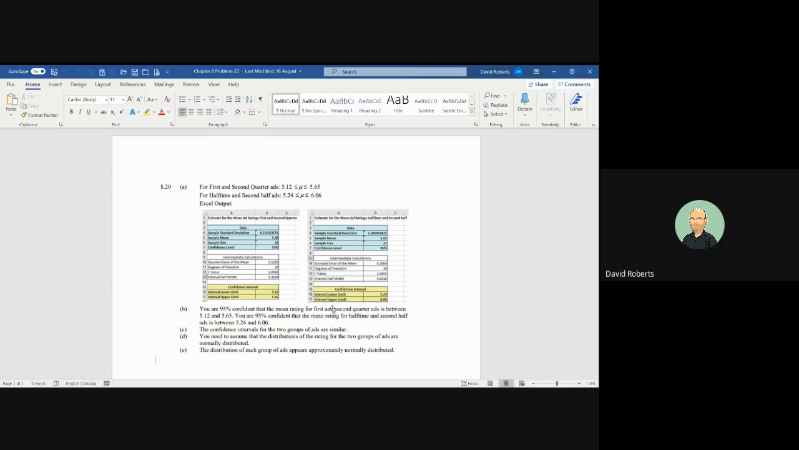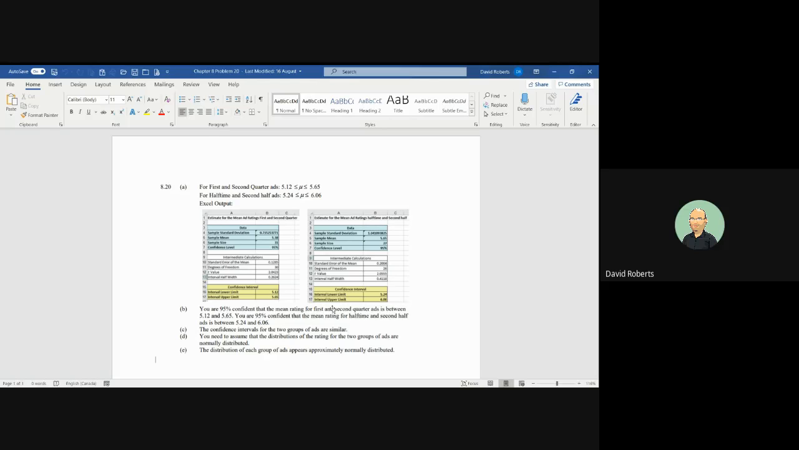We can see the first half, which is the first and second quarter, and then the second half, which is the third and fourth quarter. So we're given the information. We take a sample of 31 in the first half, and we're given a mean rating of 3.58. You can see the standard deviation of 0.715, and we have a 95% confidence interval, with a lower limit for the ratings of 5.12 to an upper limit of 5.65.